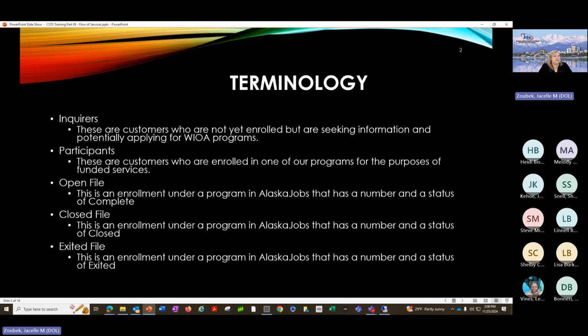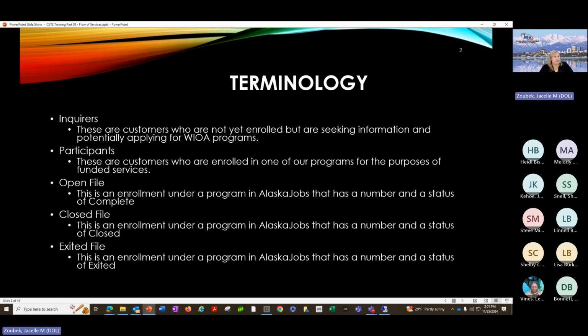We call inquirers the folks who are not yet enrolled, but they're seeking information and preparing to apply for our program. Some of them never do end up applying, but they inquire at any level of interest they may have, whether that be with you as the youth grantee or at a job center. They're seeking information, like how do I, what do I do, prior to the enrollment process. Participants is the term for customers who are enrolled in one of the programs for the purposes of funded sources. So after enrollment, we call them participants.